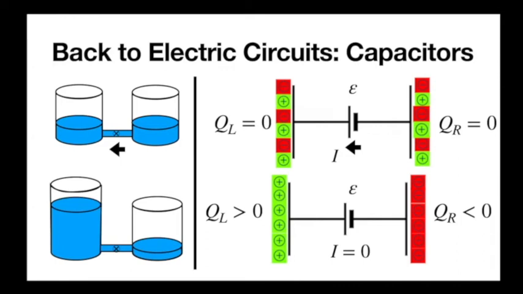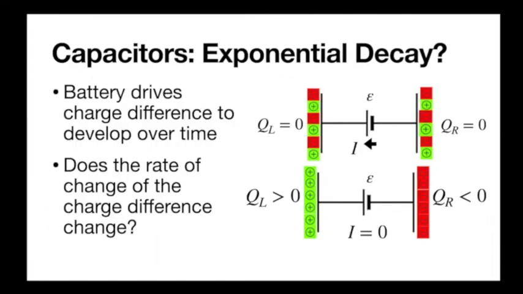But why does a capacitor reach this equilibrium? Why does it slow down over time the way we've seen with the fluid circuit? So my question is, does the rate of change of the charge difference change? Is the battery just pulling charge from one side to the other at a constant rate forever? Or is that rate of change going to change? Is it going to become more difficult, maybe easier, for the battery to do so?